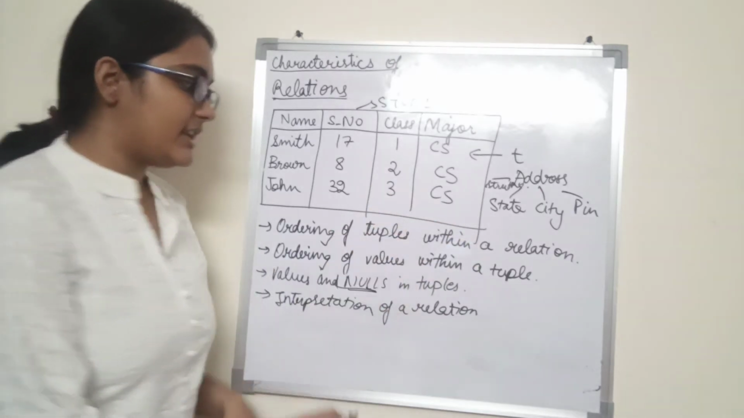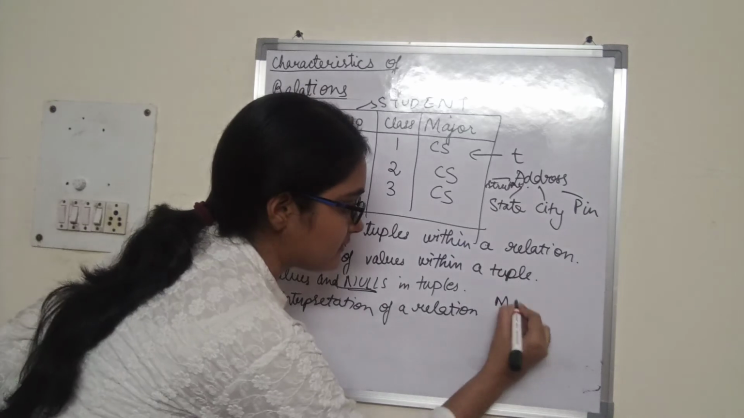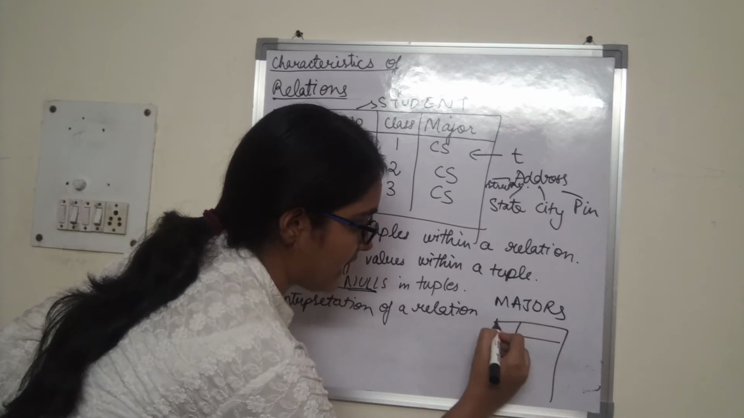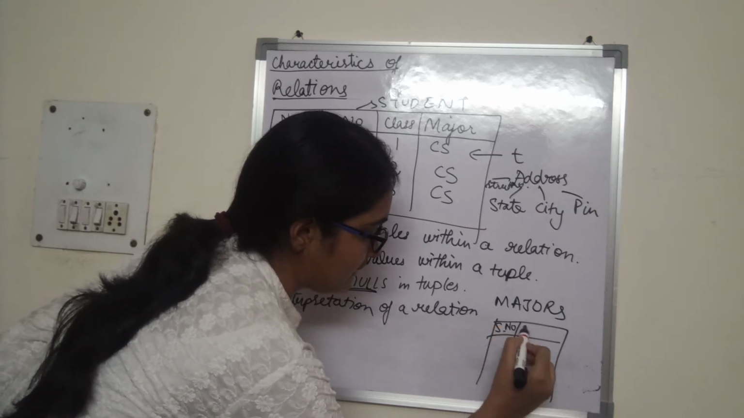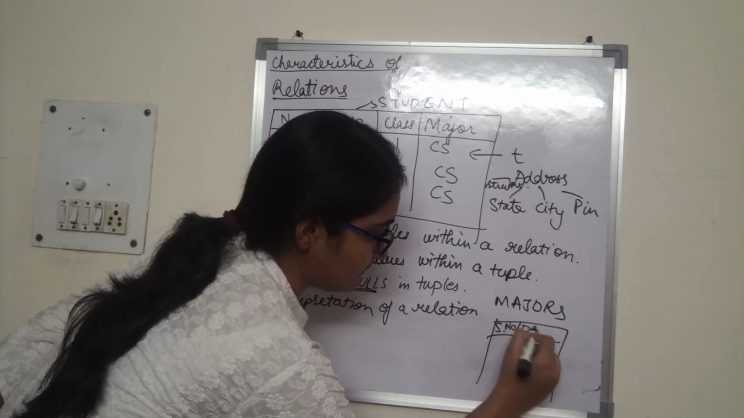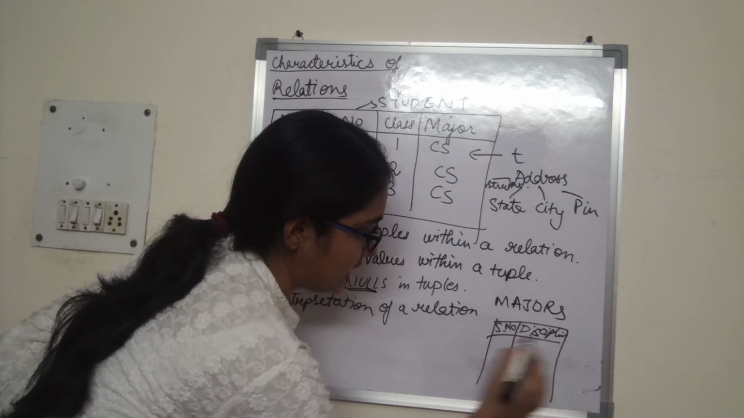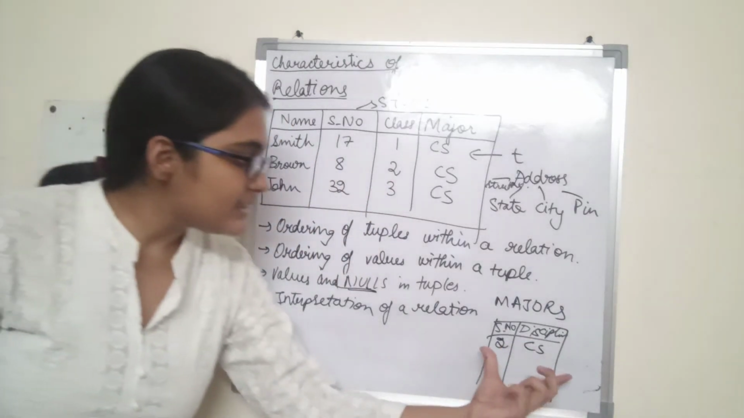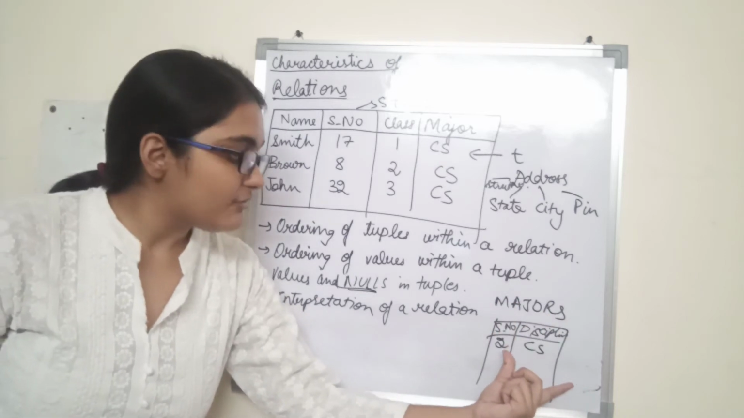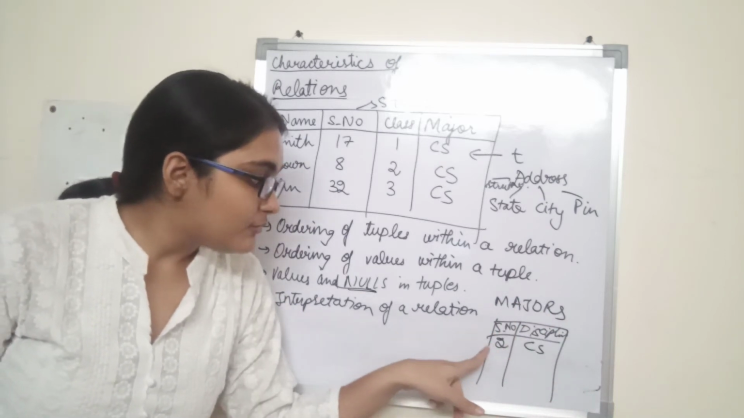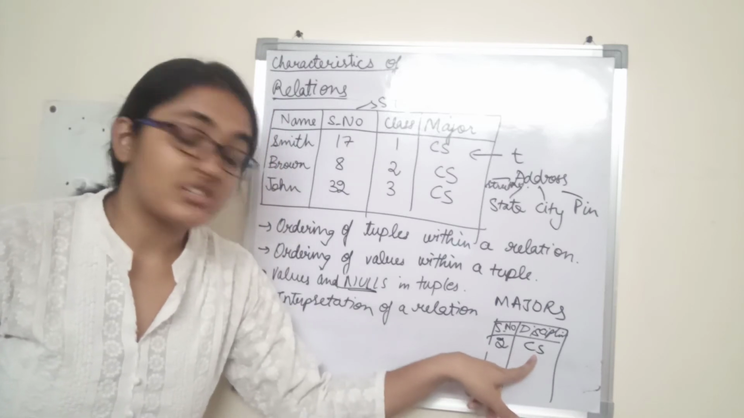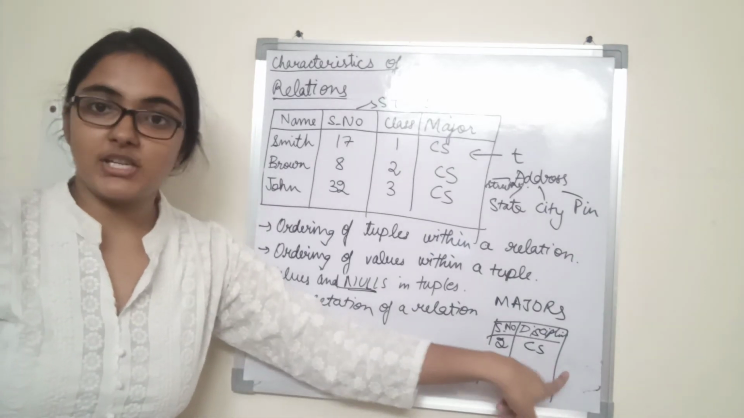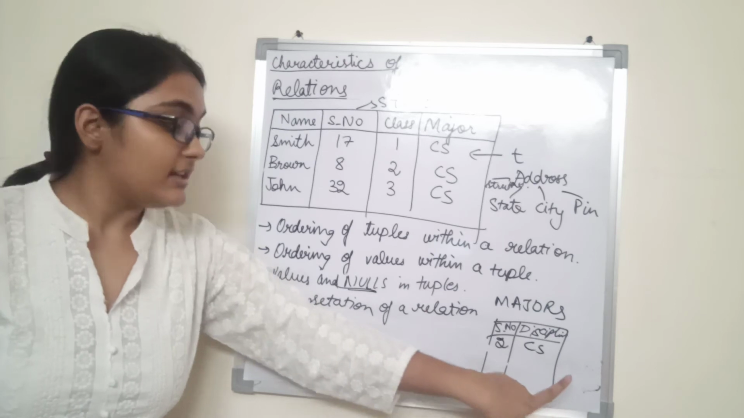For example, if I have a relation like majors, we have a student number, let us say, and we have a discipline. So let us say student number 2 majors in discipline CS. What does this relation represent? This relation represents information about which student is doing majors in which discipline. That is, every tuple relates a student to the discipline in which he or she is doing his or her major, right?